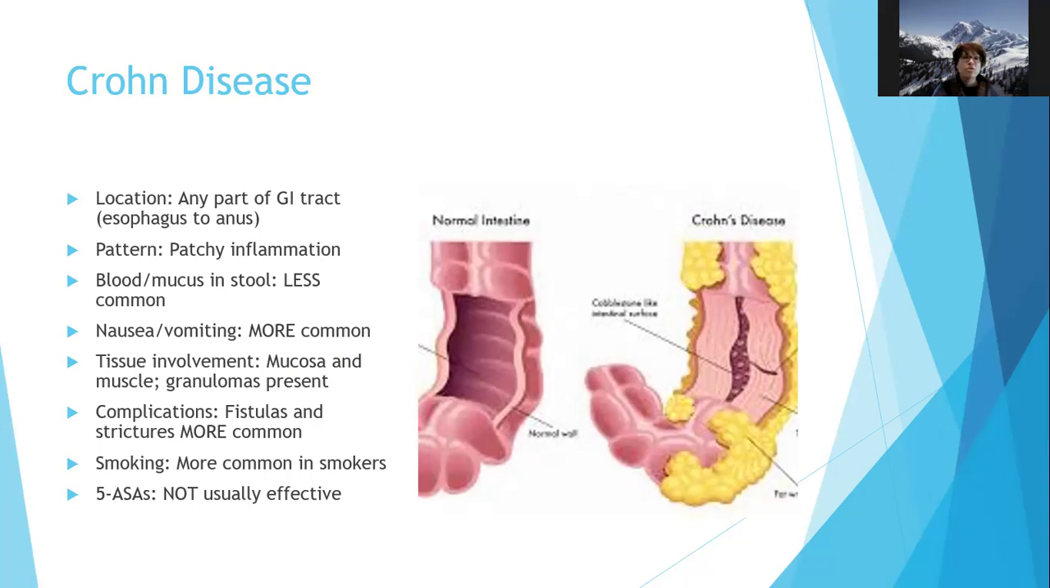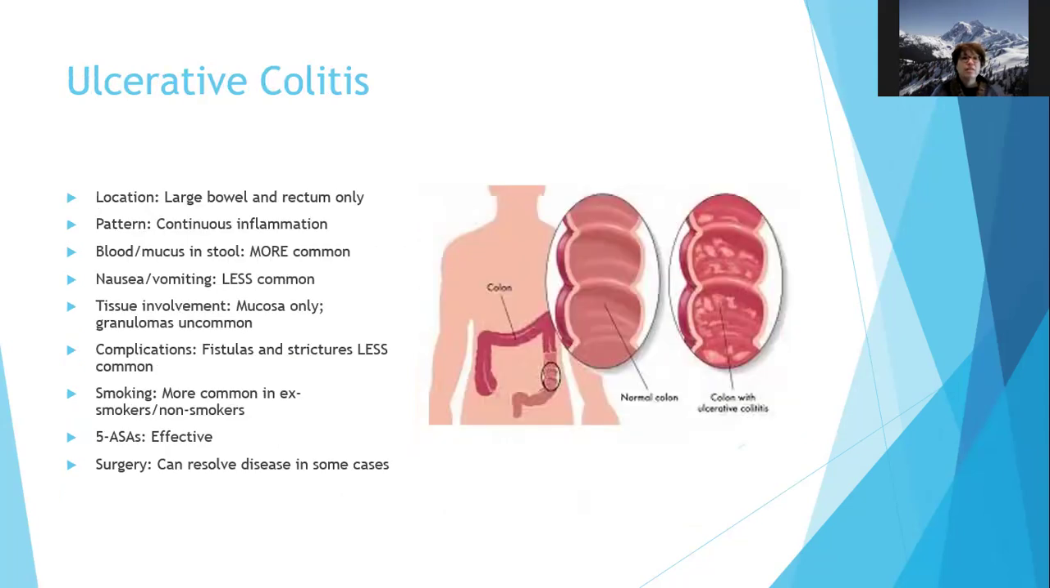And if you have a bowel obstruction, that's a medical emergency. It's more common in smokers, interestingly enough. I don't know why. And there are some drugs that are used to treat other things, which are called 5-ASAs, and they are not usually effective for Crohn's disease. Ulcerative colitis, the 5-ASAs are effective.